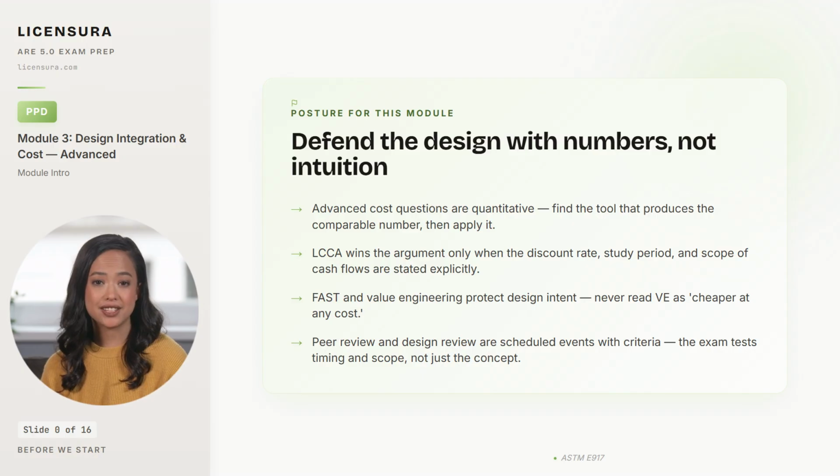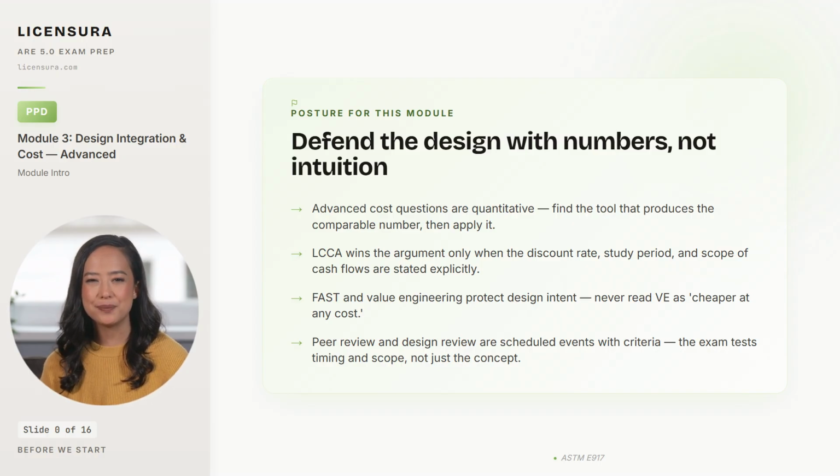Second, an LCCA only wins the argument when the discount rate, the study period, and the scope of cash flows are stated explicitly. The exam tests whether you stated them. Third, fast and value engineering exist to protect design intent, not to gut it. When an exam prompt gives you a VE proposal, the right answer is almost always the one that preserves function rather than the one that just saves the most money.